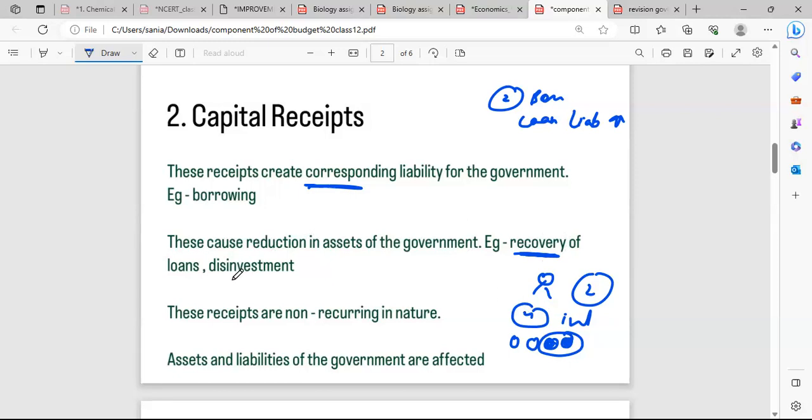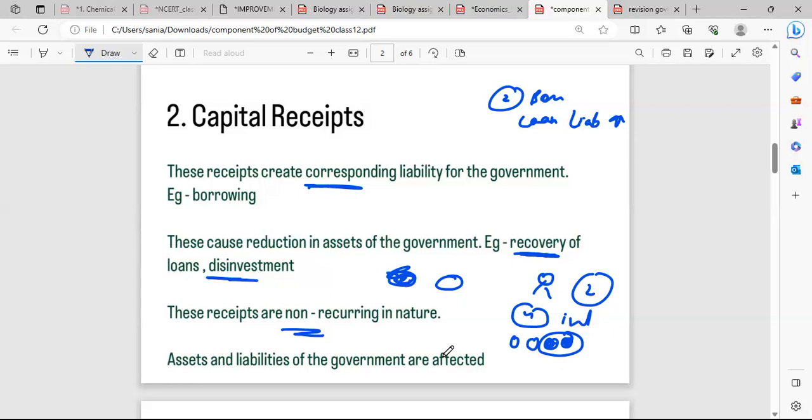decreasing, right? And this investment is, earlier government had two plots or two places. Now they sold one. So now they have only one. So this is also basically the asset of government is reducing. That's why it's a capital receipt. Clear? And they are non-recurring in nature. It's like I sold something. So it's not like that I'll again sell it, right? So these are non-recurring. Over here, assets and liability of the government are affected. It's clear?